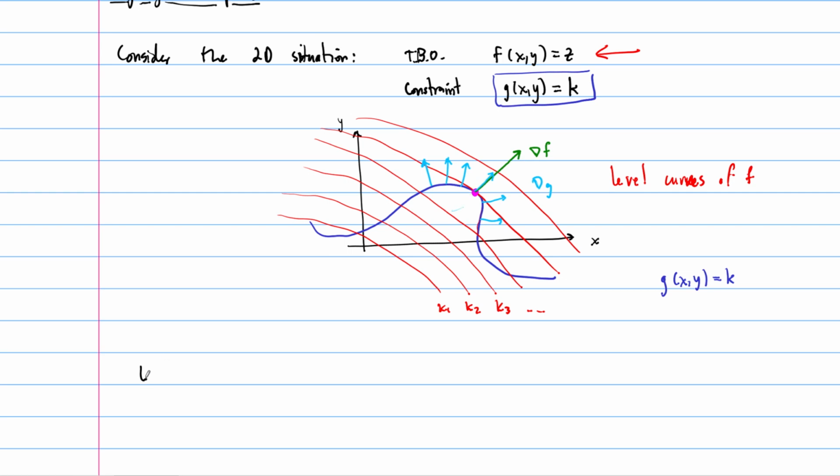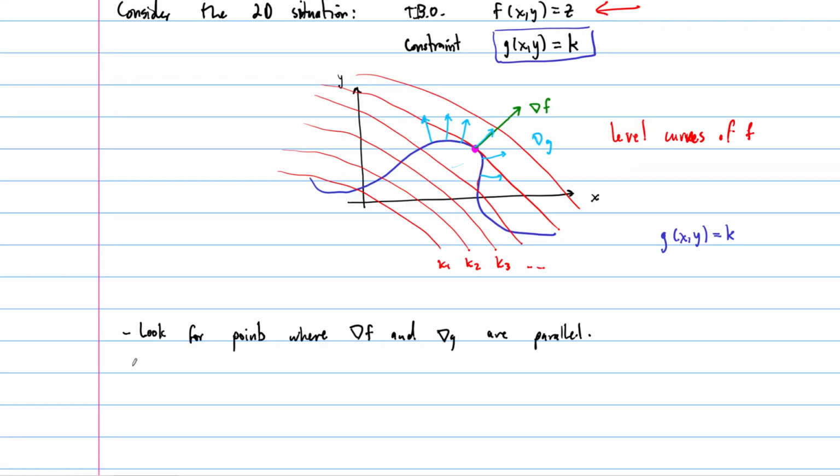So our goal here is to look for points where these two gradient vectors, the gradient of f and the gradient of g, are parallel. All right, and at those points, as we can see from the geometry of the level curves, those will represent local extreme points. So these points will be local extrema. All right, and so then our goal is to try to find them.